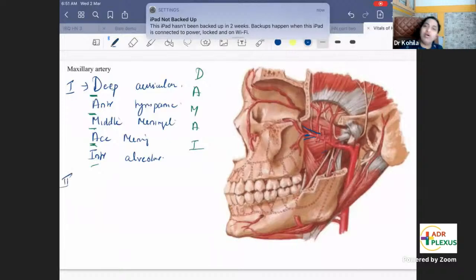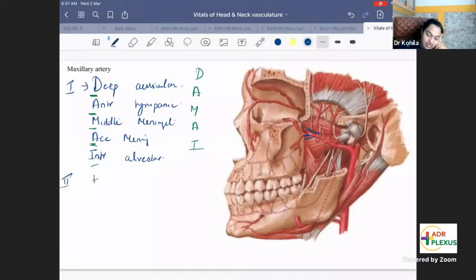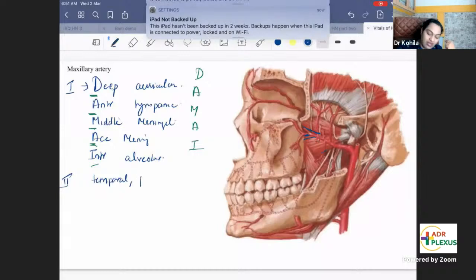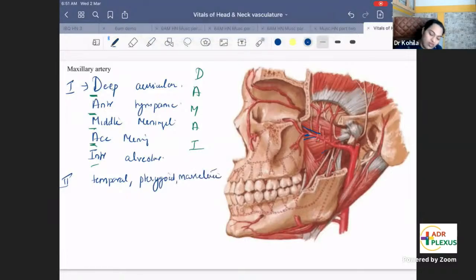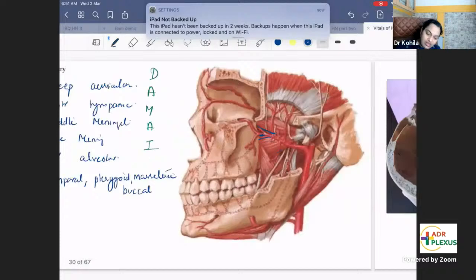Second part, what are the muscles of mastication? Temporalis, temporal branches; medial pterygoid, lateral pterygoid, pterygoid branches; masseter, masseteric. Buccinator is not a muscle of mastication, but you have the buccal branches. Is that okay for the second part?